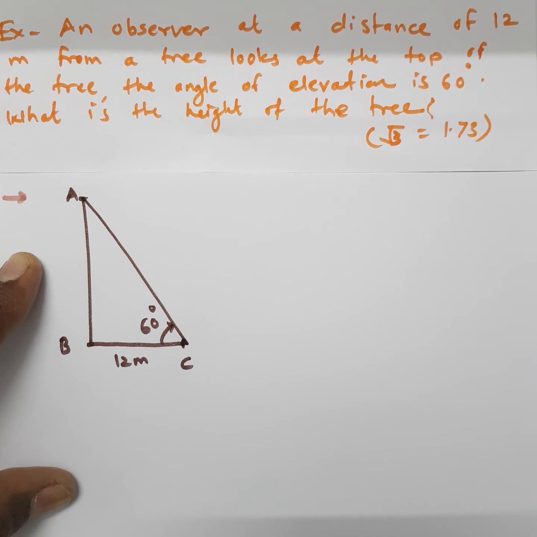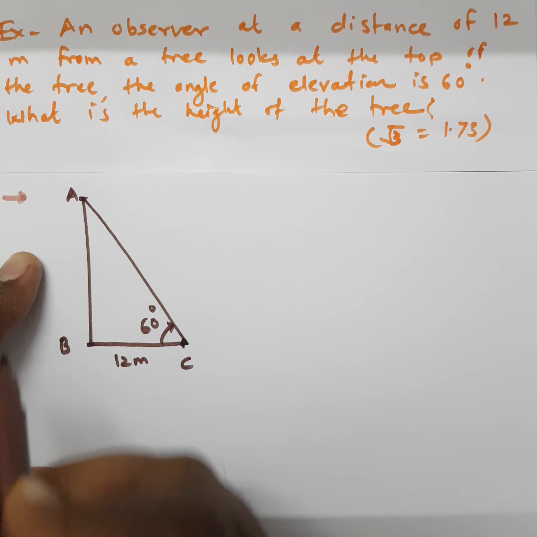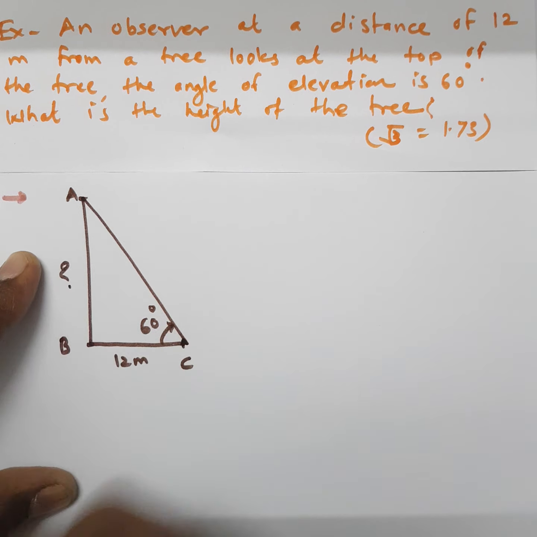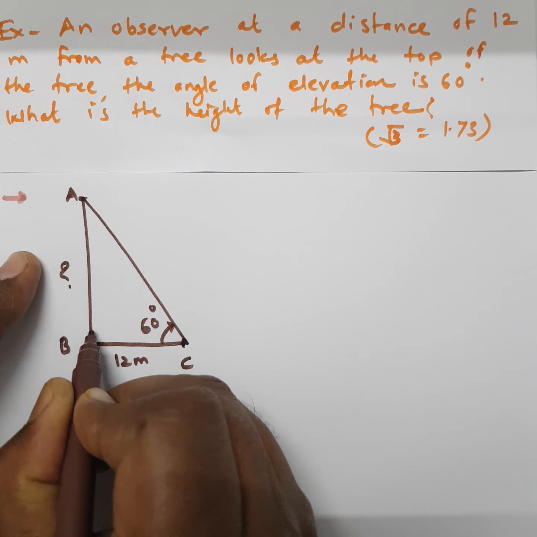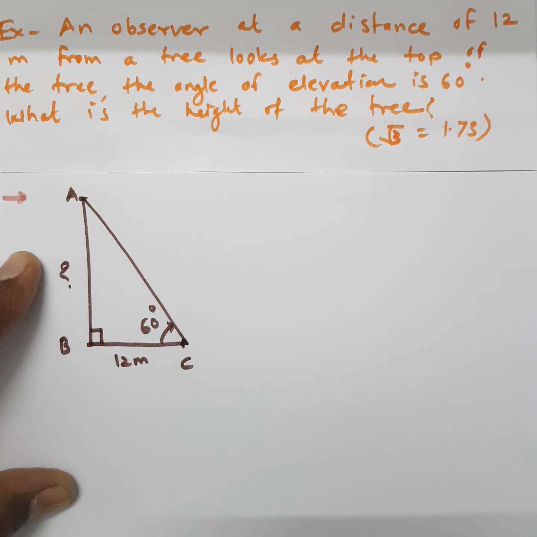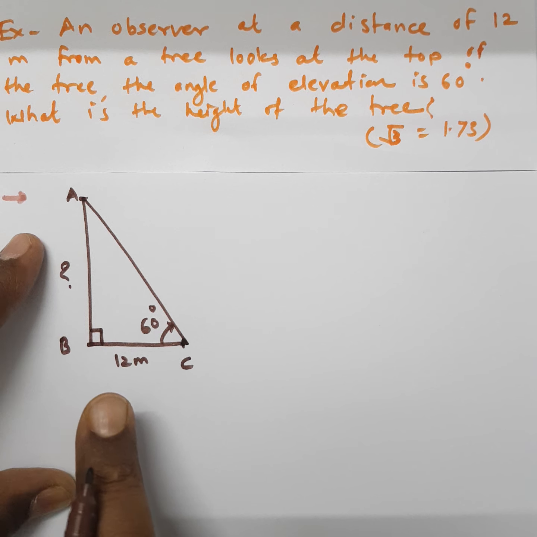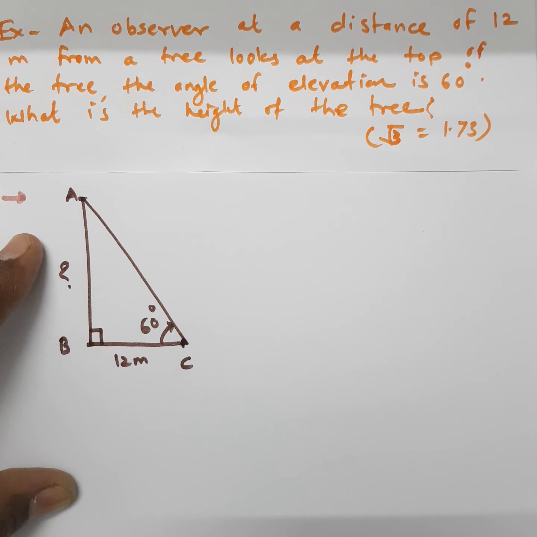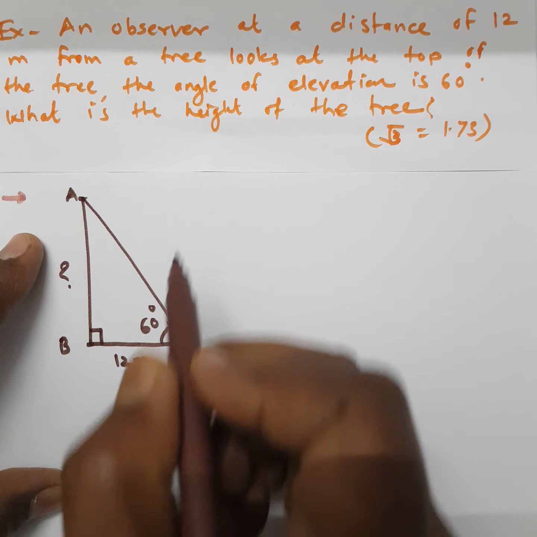And we are asked what is the height of the tree. We have to find the height of the tree, that is AB. Here the tree is always erected vertically on the ground. Therefore it is the figure for this example. First we have to explain this figure.